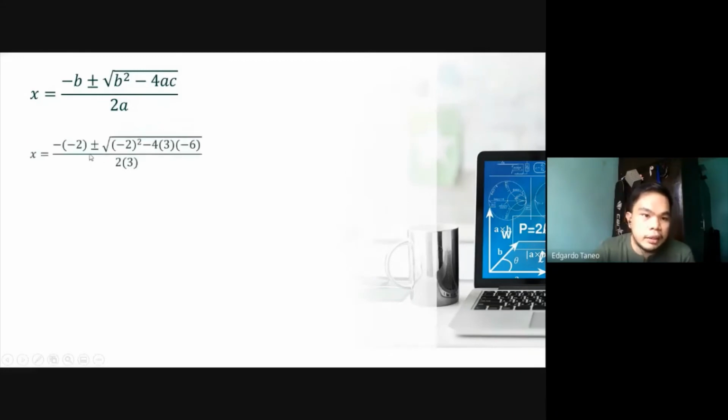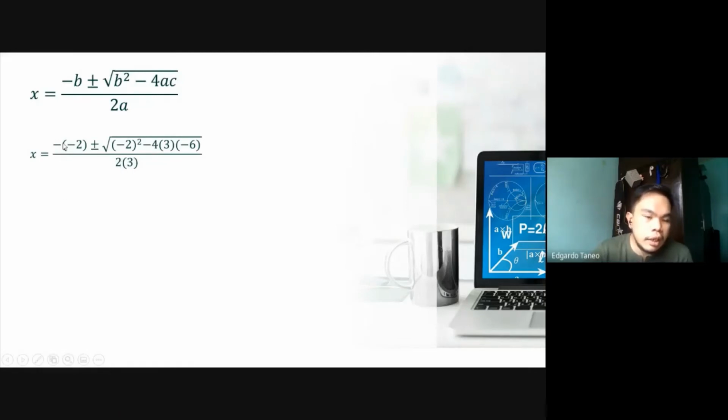Okay? So we have b is equal to negative 2, a is equal to positive 3, and c is equal to negative 6, di ba? So yung b dito, magiging negative 2, then multiply by negative. Okay? Then yung b dito sa loob, magiging negative 2 raised to 2. Minus 4 times yung value na a natin, which is 3. So magiging negative 4 times 3. Yung value naman ni c is negative 6. So we have negative 4 multiplied by positive 3 multiplied by negative 6. All over 2 times positive 3.